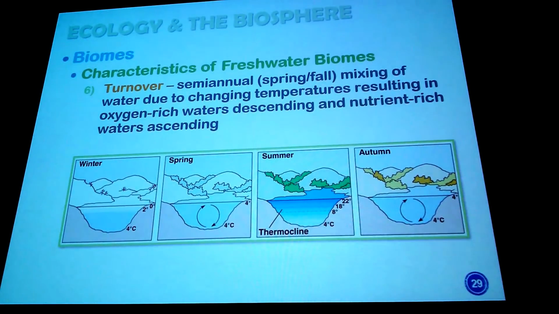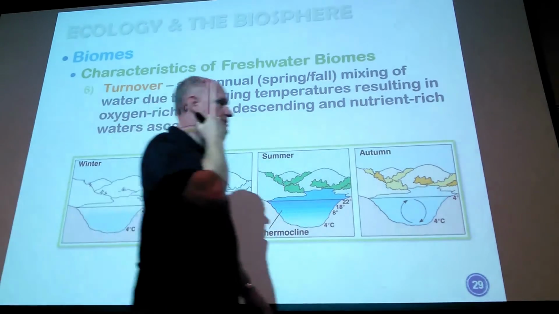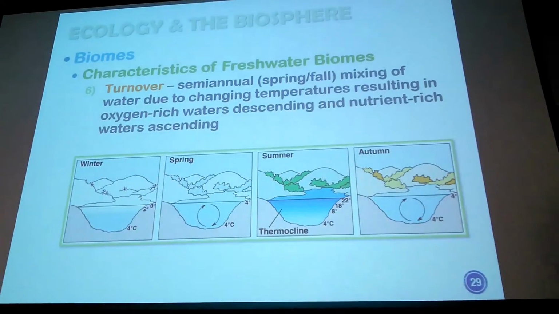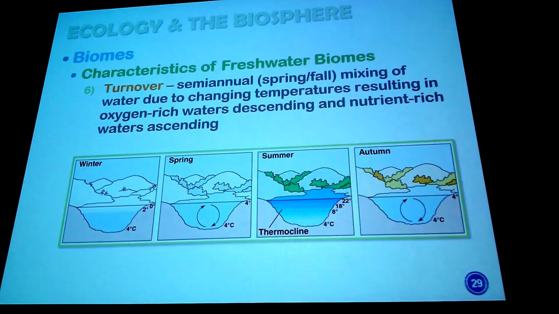And then you have turnover. Turnover is a semi-annual, usually spring and fall, mixing of water due to changing temperatures, resulting in oxygen-rich waters descending and nutrient-rich waters ascending. So in spring and fall, when the temperatures start to change, the oxygen-rich water that's closer to the surface goes down, and the nutrient-rich water comes up from the bottom.